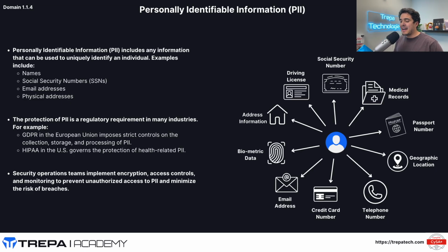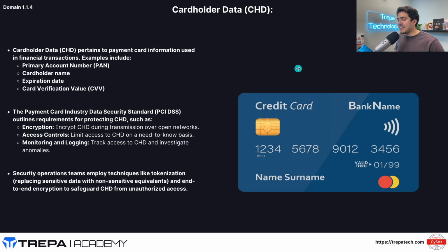So protection of PII is a regulatory requirement in many industries. It's required, like the GDPR, HIPAA laws. We can't have patient health information getting out. That's sometimes called PHI, but it's part of their overall PII, right? Like medical records. And then last, cardholder data.